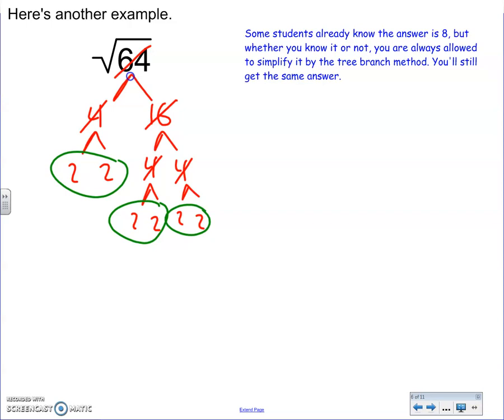So for the first pair, a 2 goes out, though the 2 disappears. The second pair, a 2 goes out. Third pair, a 2 goes out. There's nothing left inside the square root. If there's nothing inside the square root, it disappears. 2 times 2 is 4, times another 2 makes 8. Make sure you don't multiply two things at once. That is the answer. That's why the square root of 64 is 8. So if you have a big number, you don't know what the square root is, just break it down tree branch. That always works.